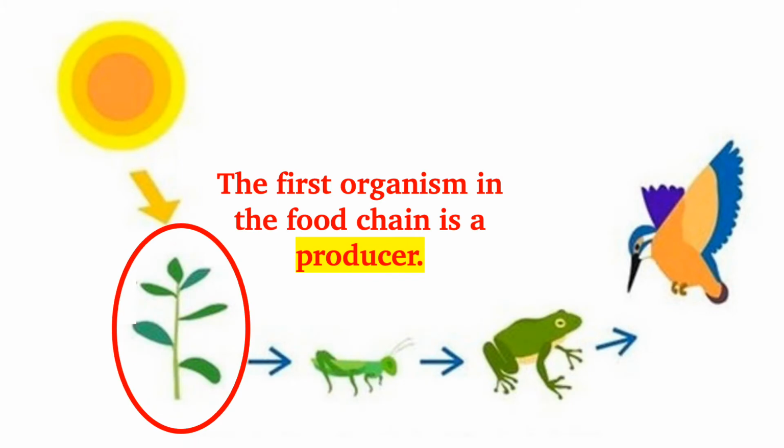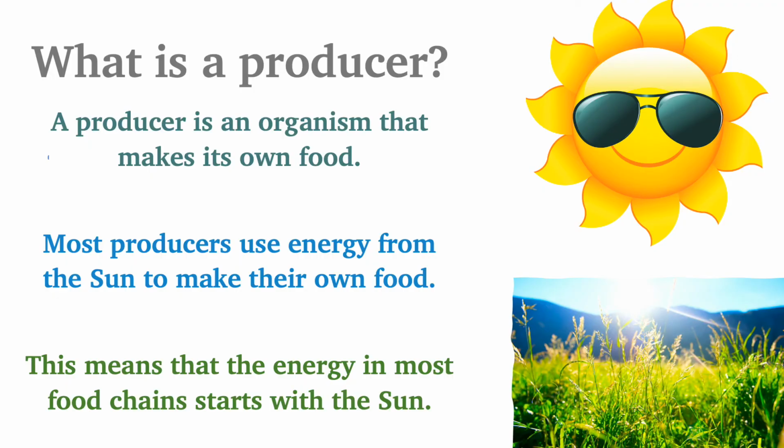As you can see here, the first organism in the food chain is a producer. So the plant is a producer. For example, green plants and algae are two examples. Most producers use energy from the sun. They use this energy in order to make their own food. This means that the energy in most food chains starts with the sun.